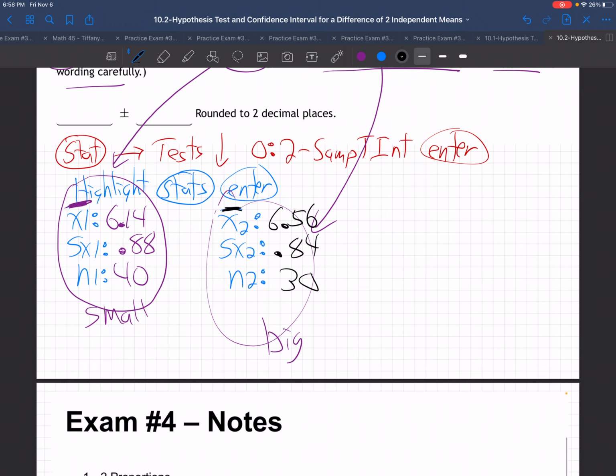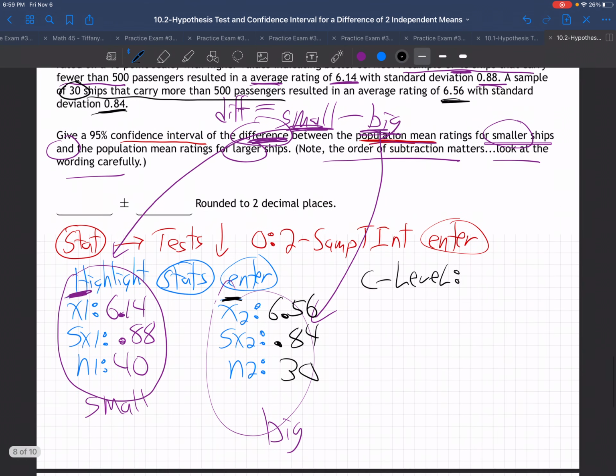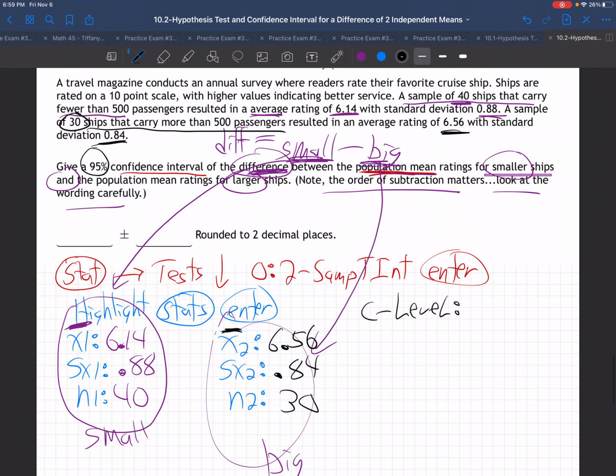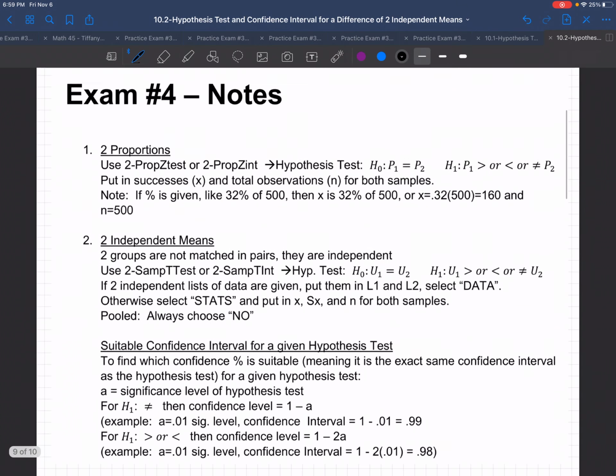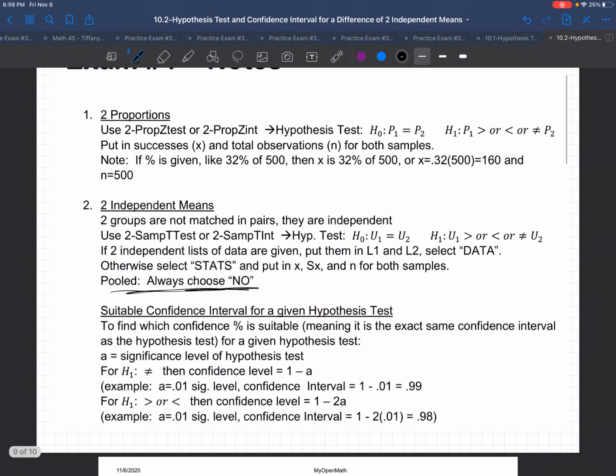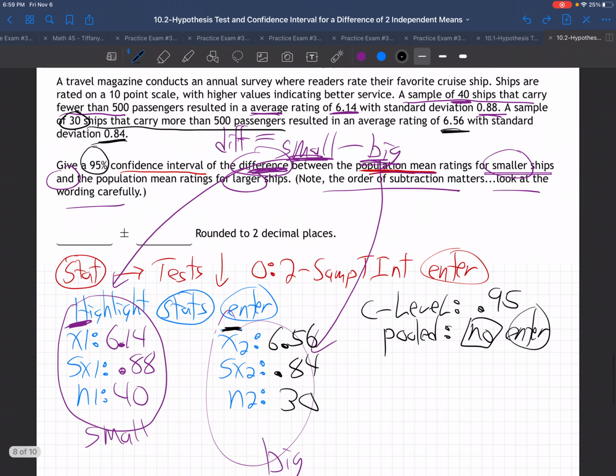And then it wants you to choose the confidence level. Do they tell us that? Oh yeah, 95%. Okay, and pooled, we always say no. And hit enter to calculate. So that's all in the notes here. Where's the notes? Sam 4 notes. Pooled, always say no. Right there. Okay, so hit the buttons.